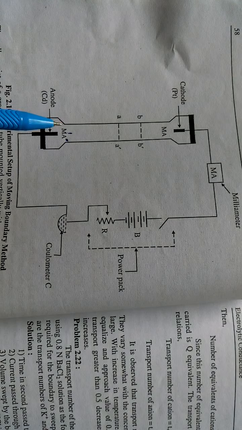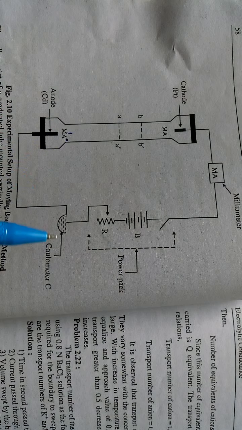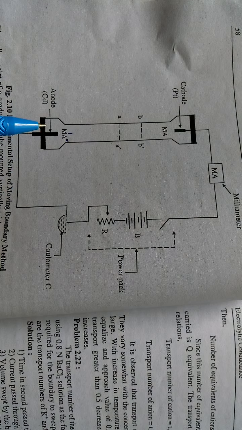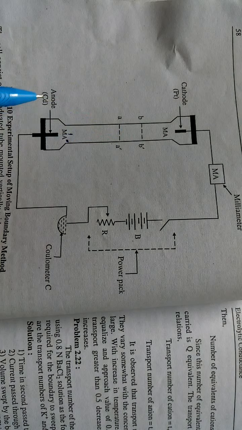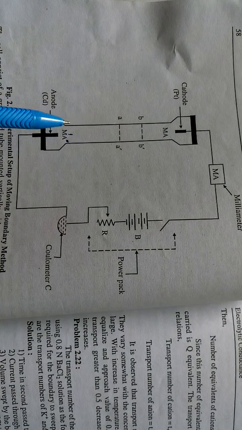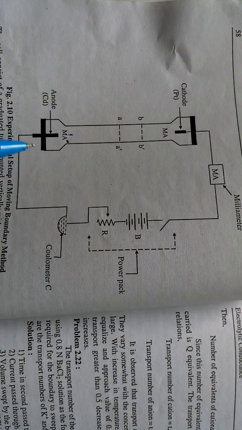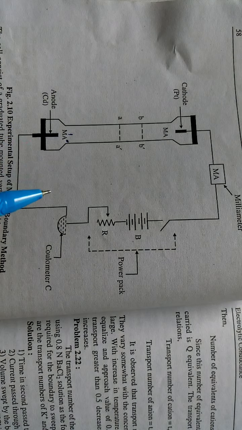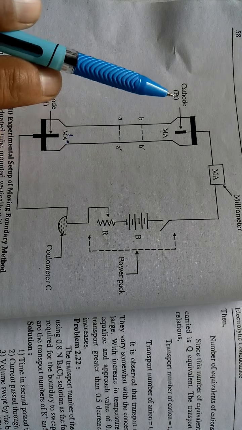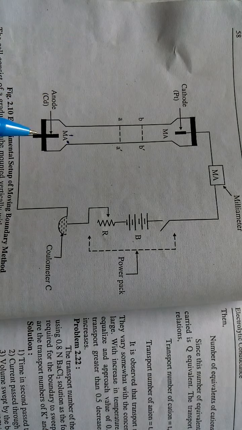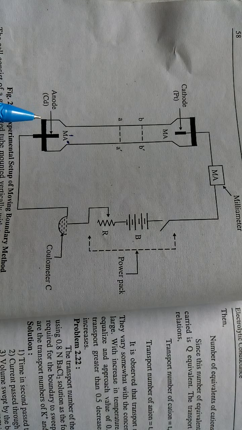The graduated tube has two electrodes. These two electrodes are fixed at the two ends of this tube. This is the upper end of the tube and this is the lower end of the tube. At the upper end of the tube we take the electrode as platinum, and at the bottom side we take the electrode as an anode.